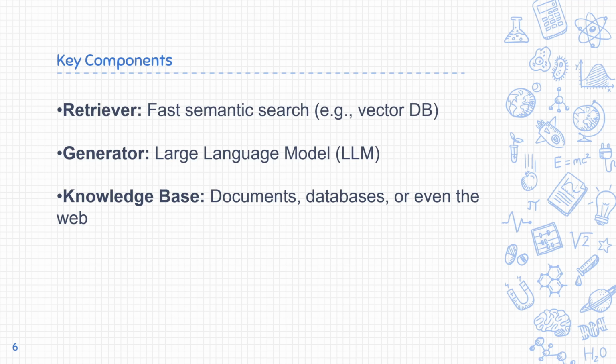The main pieces in our RAG system are the retriever, which does fast semantic search, often using a vector database, the generator, which is your large language model, and a knowledge base, which could be your company's documents, a database, or even live web pages.